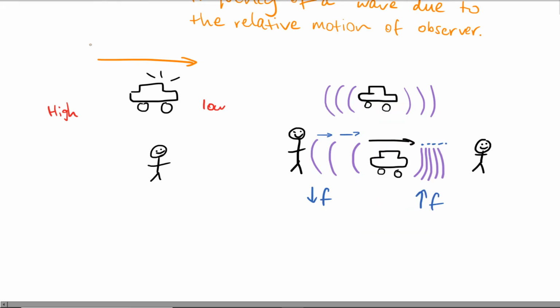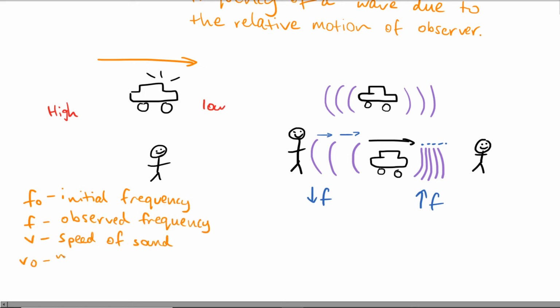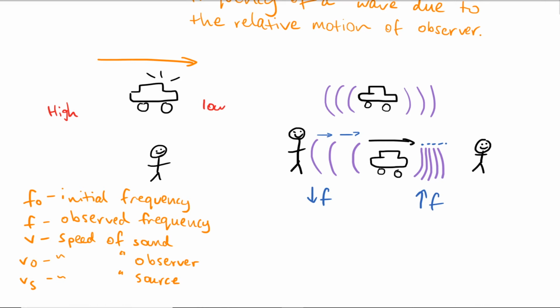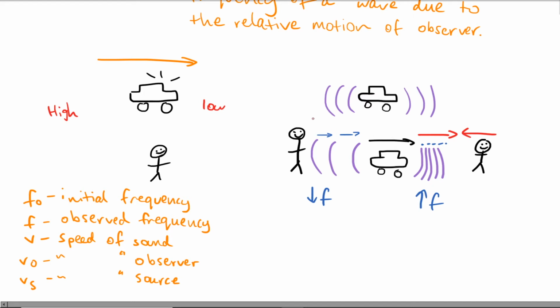Now, if we want to do the maths behind this effect, we need to define a few terms. So F0 is the initial frequency, F is the observed frequency, V is the speed of sound, VO is the speed of the observer, and Vs is the speed of the source. Now that we know all this, we can write our equations. And we need two equations. One of them refers to two objects coming closer together, like on the right, and one of them refers to two objects moving away from each other, like on the left.